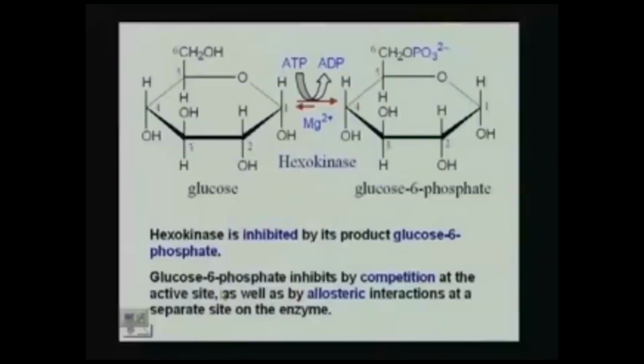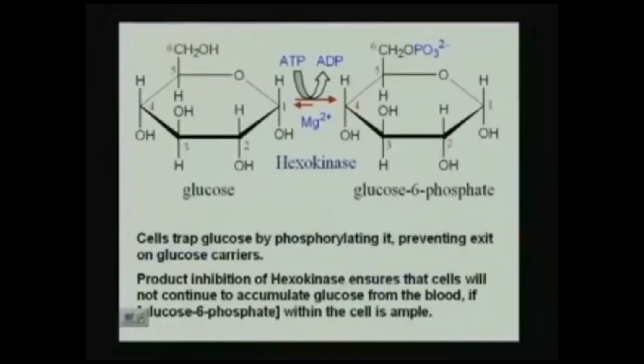But if glucose 6-phosphate inhibits hexokinase, then it will either inhibit by sitting at the active site itself, or it could inhibit at another position where it could affect the active site so that the substrate cannot bind. Once the substrate cannot bind, it means that the enzyme is inhibited. If the enzyme is inhibited, what happens? Then the product will not be formed. If the product is not formed, it means that glucose breakdown does not occur. As simple as that. So it is extremely tightly regulated.